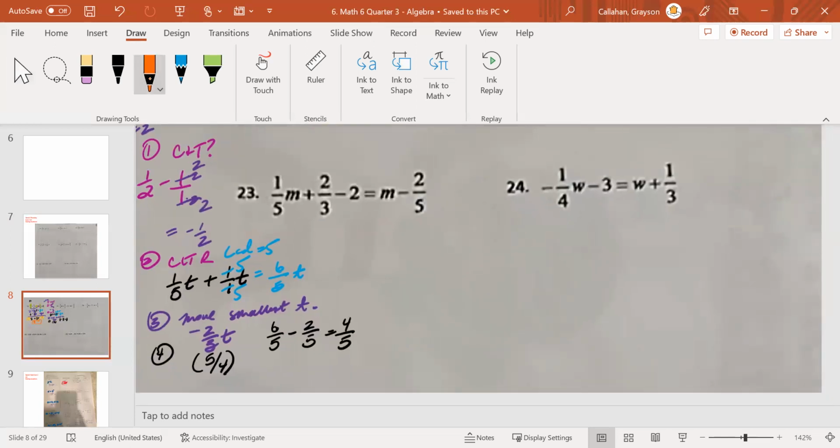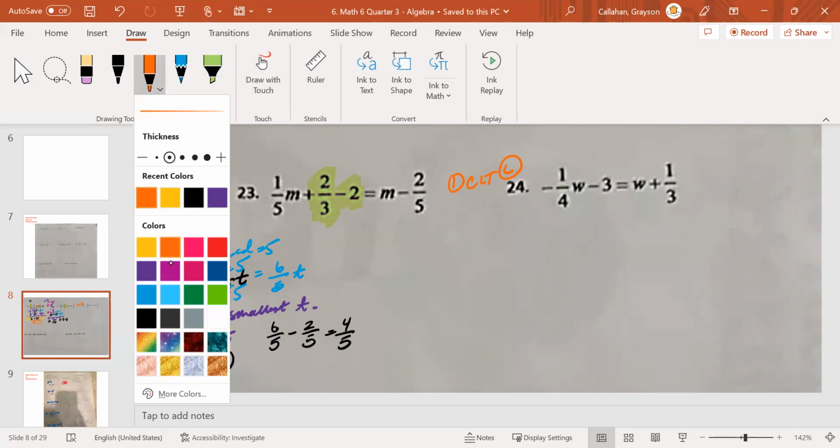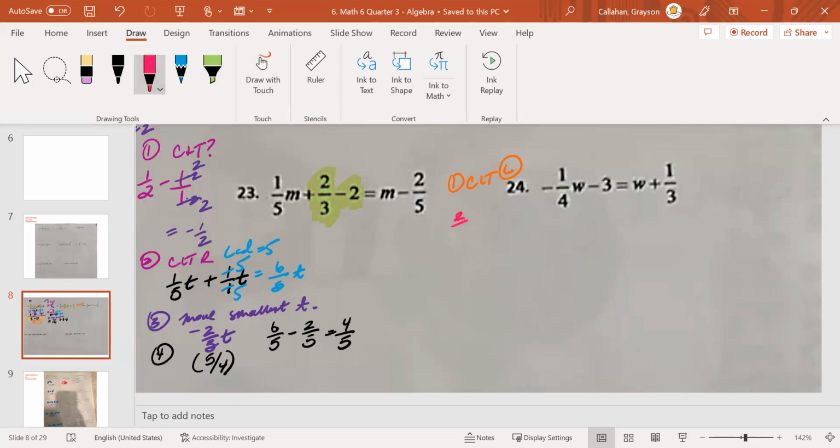Number 23. Step 1, combine like terms on the left side. On the left side, I see that I have a 2/3 and a -2. You can combine that. You want to do this on the side so you have a little bit more room. So you have 2/3 minus 2/1. Your lowest common denominator here is a 3. So 1 times 3 is a 3, 2 times 3 is a 6. When you subtract it, it's -4/3. So I'm going to rewrite this as 1/5m minus 4/3 equals.